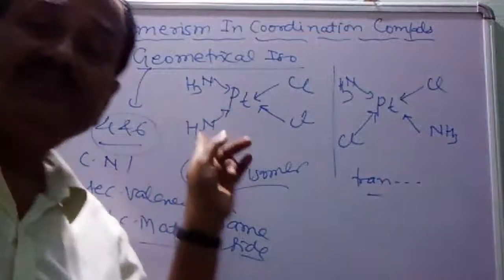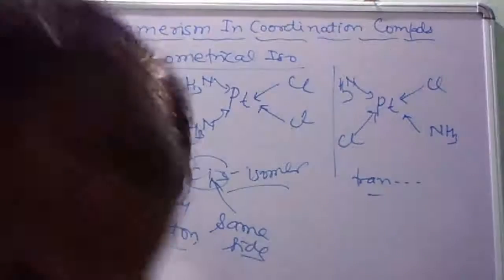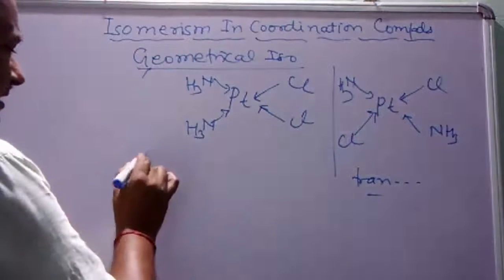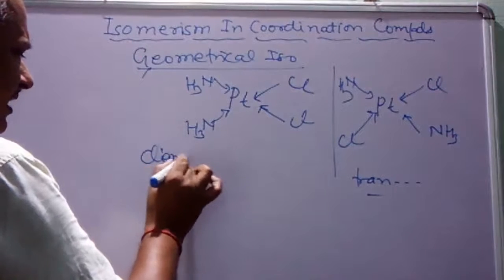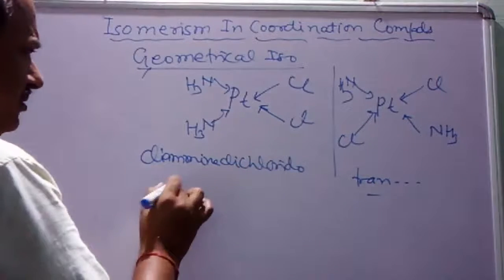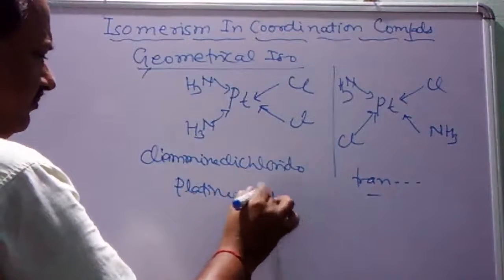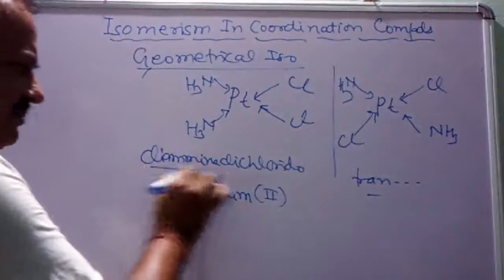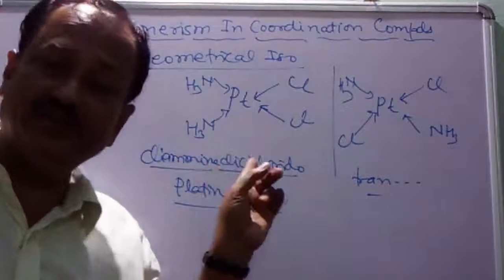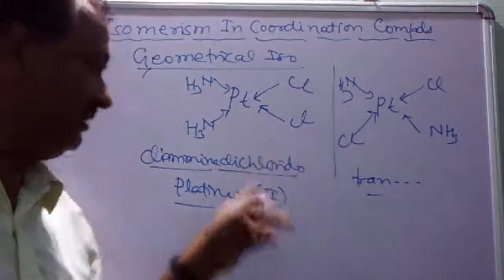Because amine is a neutral ligand with no charge, and each chloride is -1, if you calculate, the platinum will be second, that is, diamminedichloridoplatinum(II).